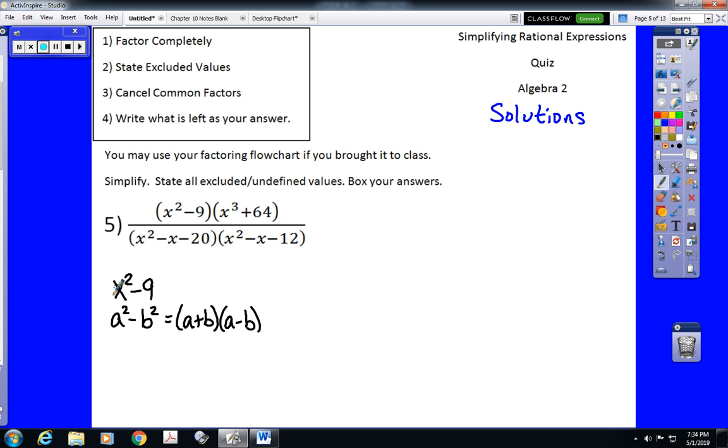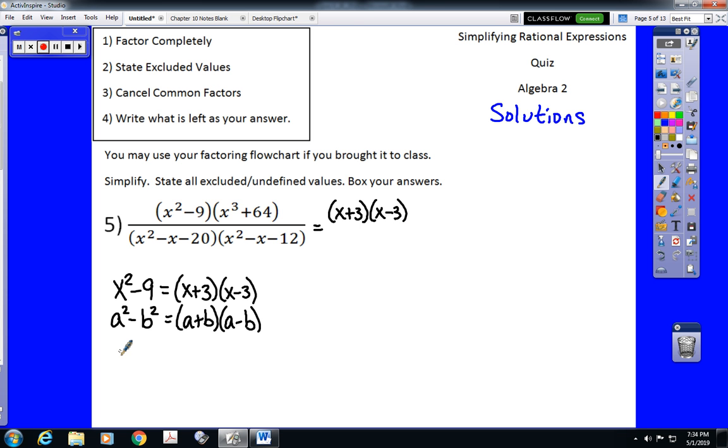So x is obviously your a. B would be 3 because the square root of 9 is 3. So this would factor into an x plus 3 and an x minus 3. So those are the first two things in our numerator, x plus 3 and x minus 3.